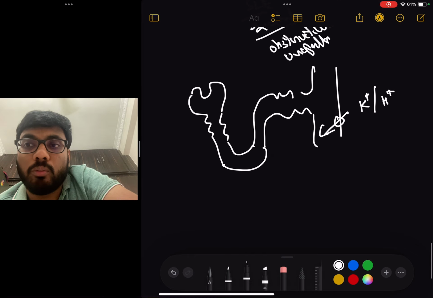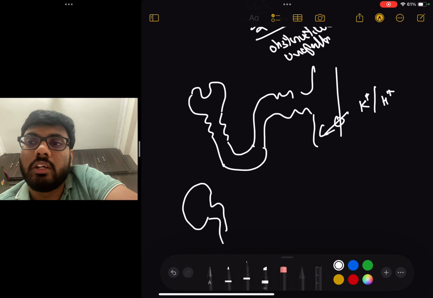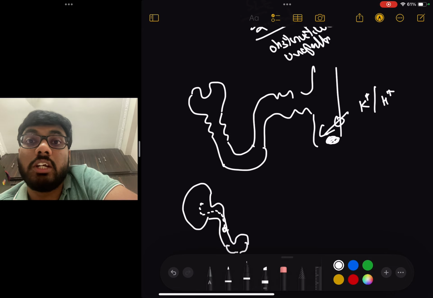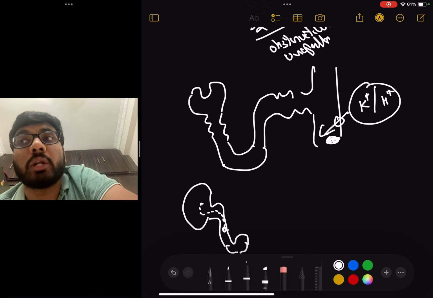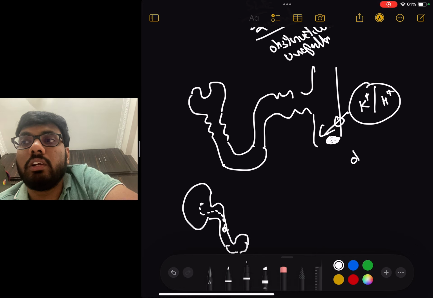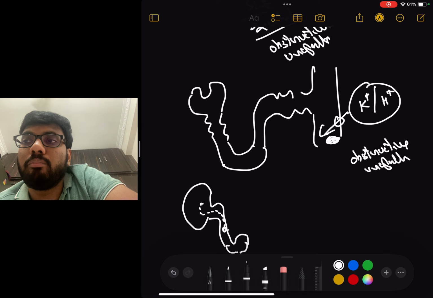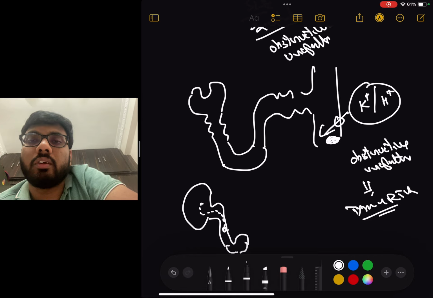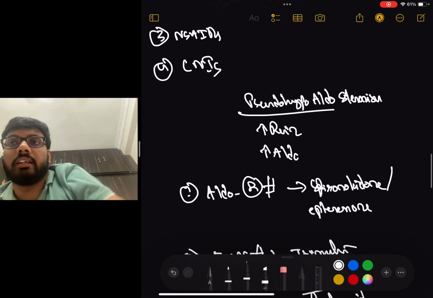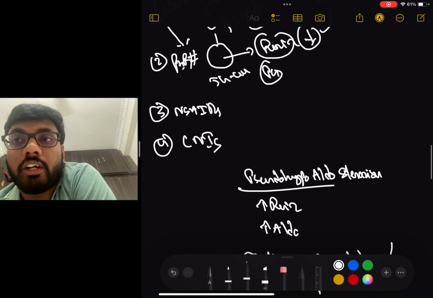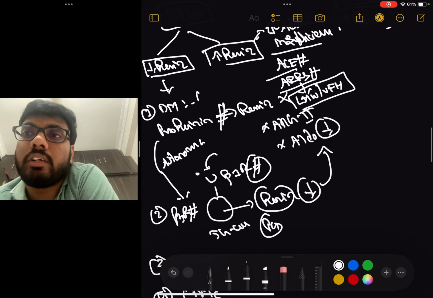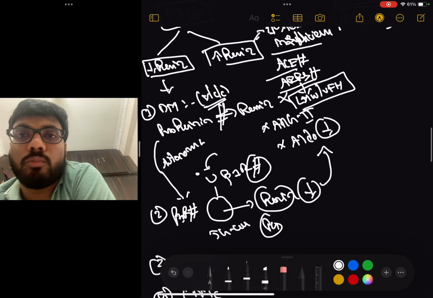Suppose the patient has obstructive uropathy. This is the kidney, this is the ureter, this is the bladder. If there is obstructive uropathy, there is a reflux of urine into the kidney, predominantly affecting the distal tubules first. That's why the excretion of potassium and H+ is impaired, and this will lead to type 4 RTA. That's it regarding the different causes of type 4 RTA, out of which the most common cause is diabetes mellitus.